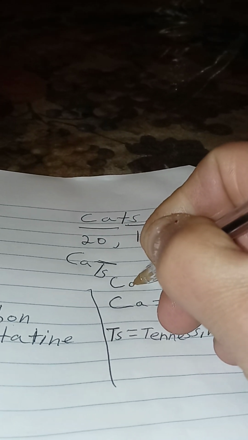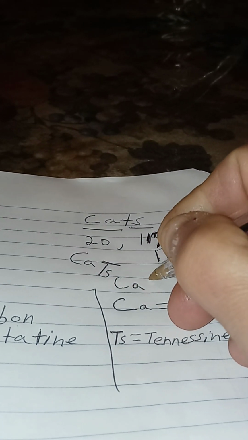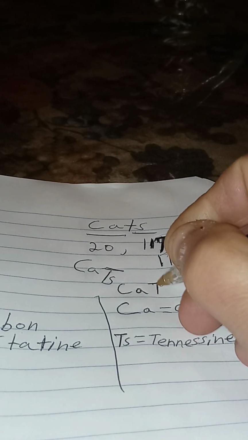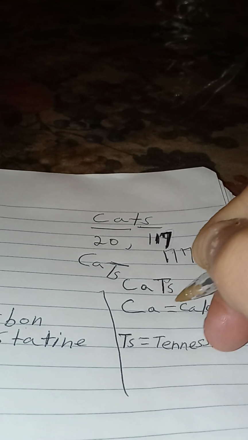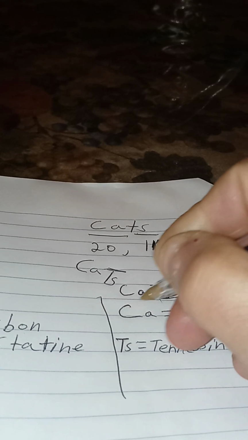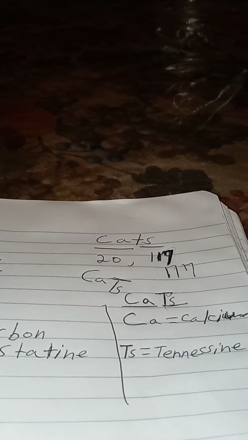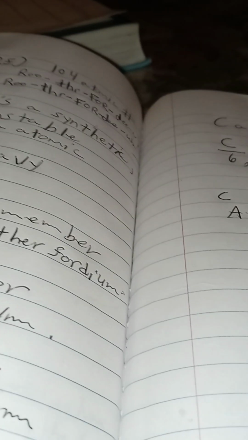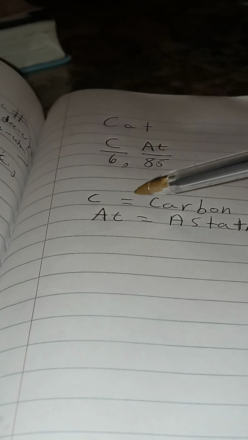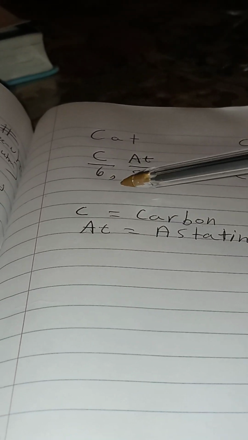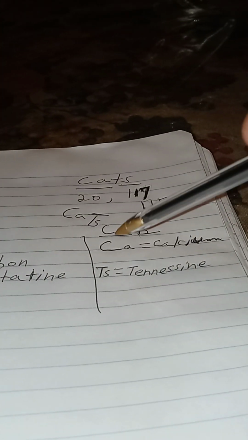Capital C, small a for calcium. Capital T for tennessine, and a small s. There you go. And that's how you do it. All right? Do this: point to the cat and point to the cats, and you'll see that you'll learn how to do this. And you can remember the atomic numbers on your own time.